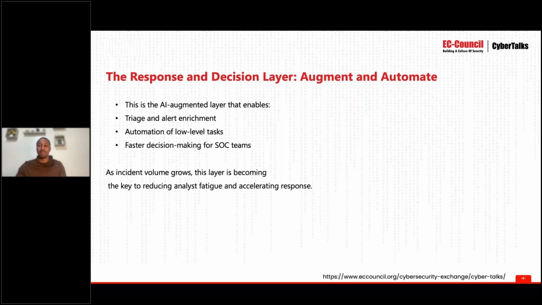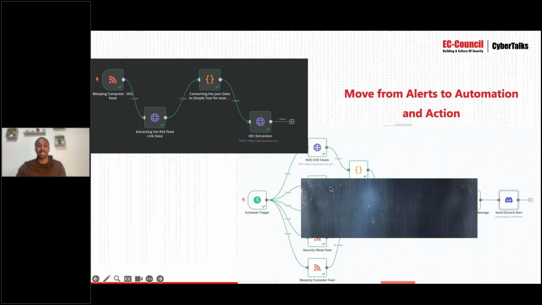We wrote a sample like this to be able to send alerts to Discord. This is for security news, but it's an example. And then you can add tools which are able to check IOC extraction. So some of these can basically be extracted, and automation can be done.